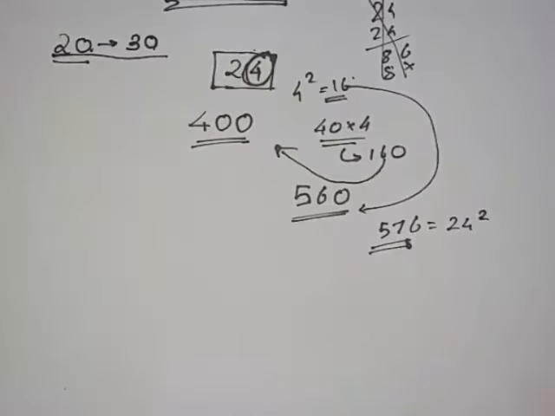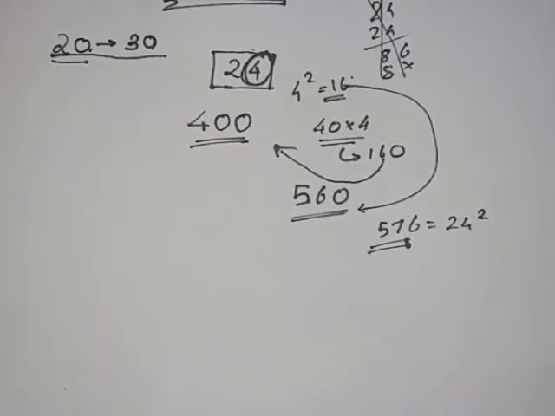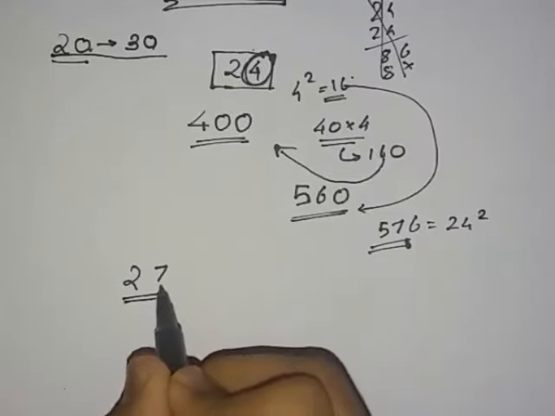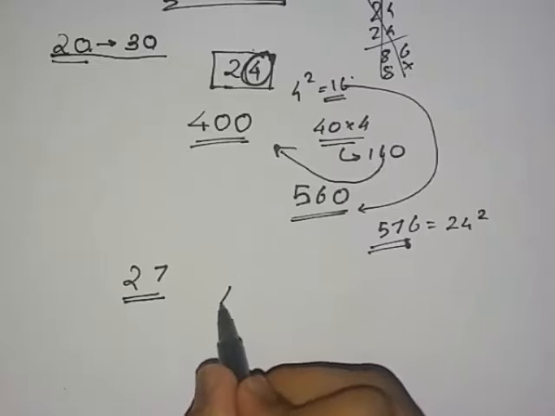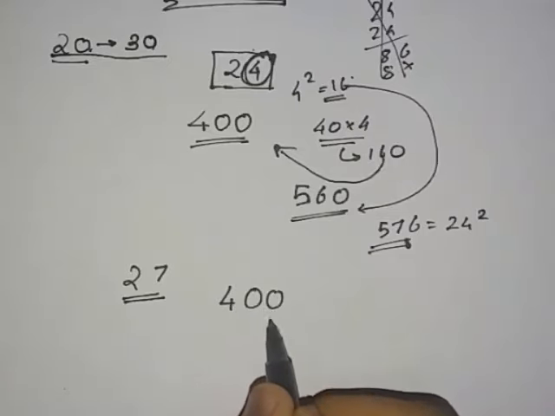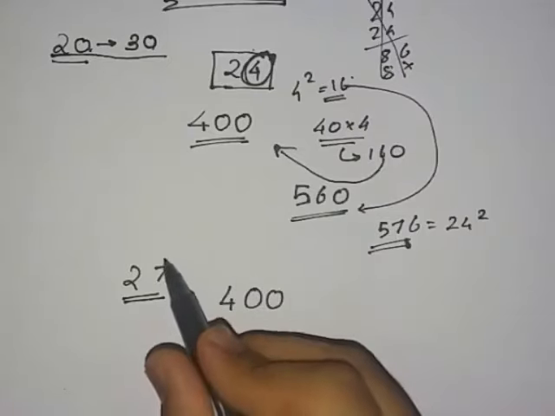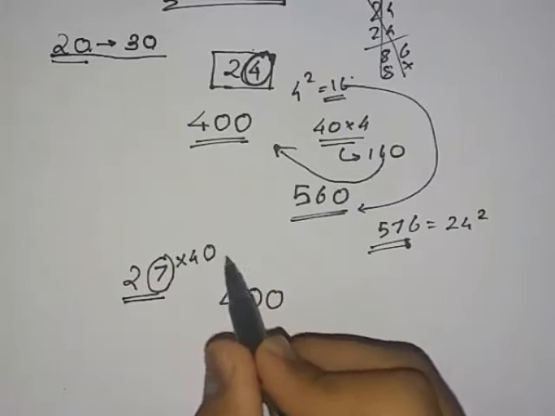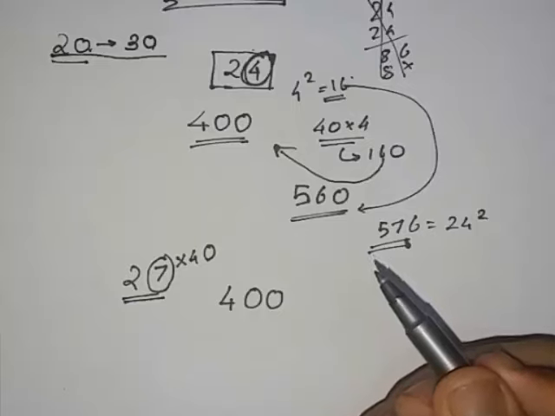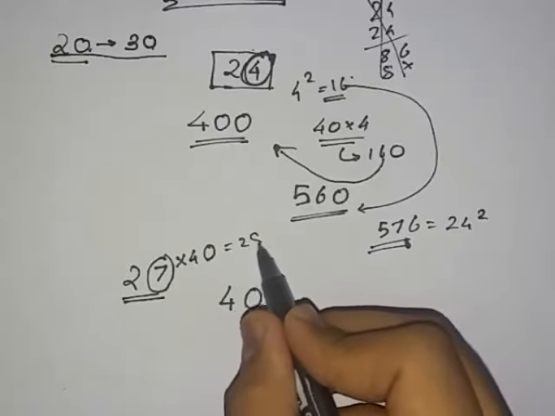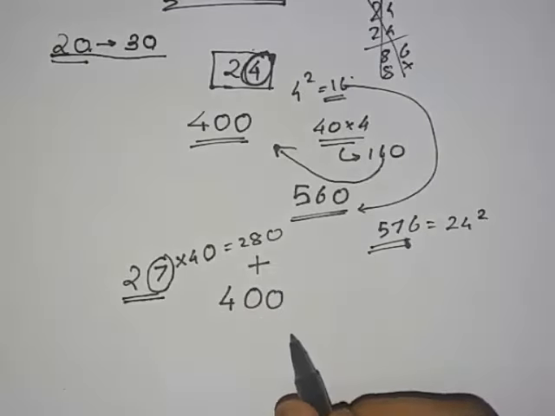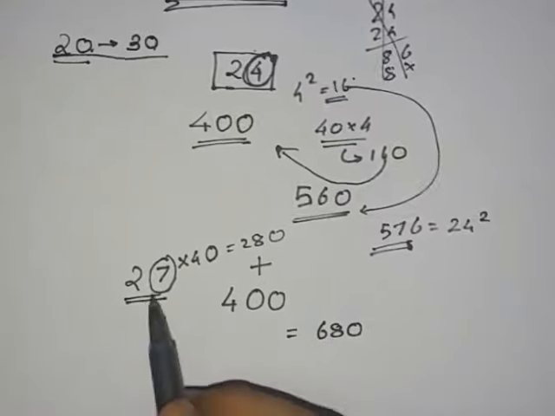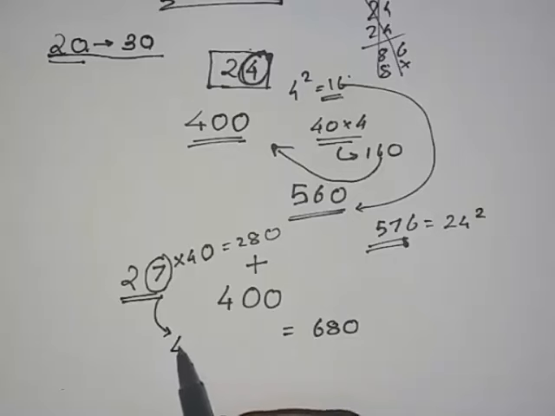Okay, you don't believe me right now, and some people even don't understand what I said. So let's take another number. Let's take 27. Let us take the standard value 400. Take the last number 7 multiplied by 40. 40 into 7, we get 280. Add these numbers, we get 680. Then square this last number again, 7 square, we get 49.